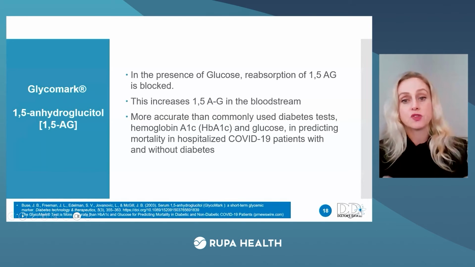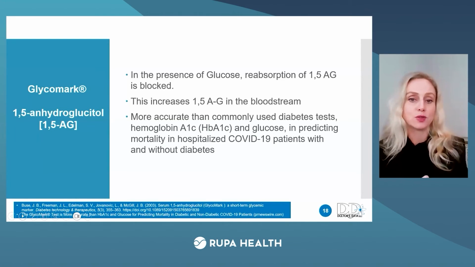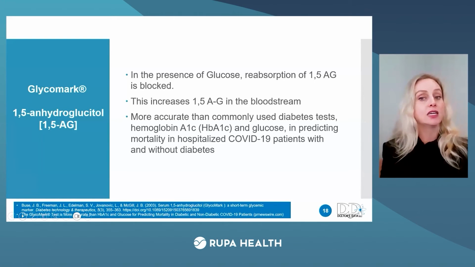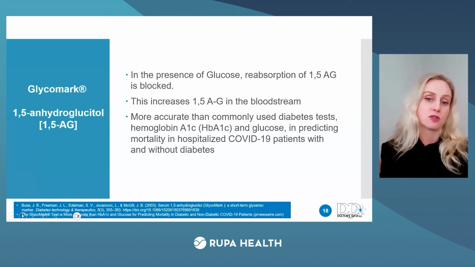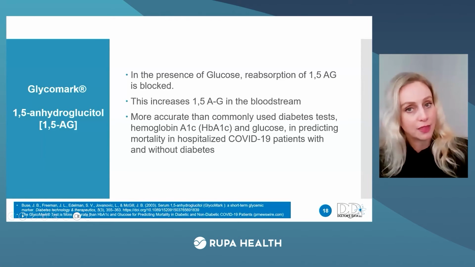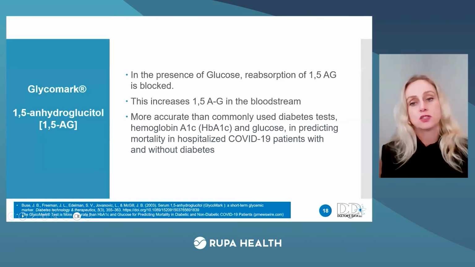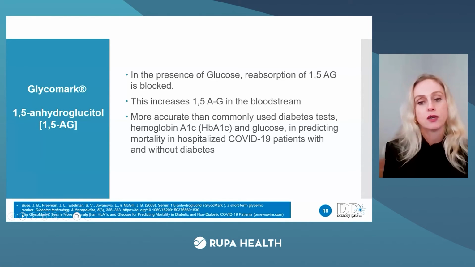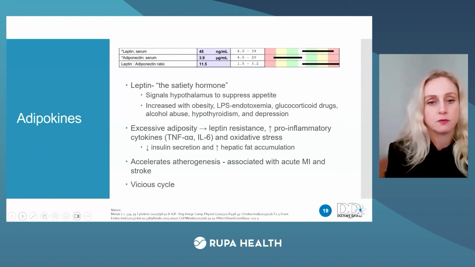So again, same thing we're saying here. Interestingly enough, this was more accurate than hemoglobin A1C and glucose in predicting mortality in patients that were hospitalized with COVID-19 with and without diabetes. So this glycemic control is a really important biomarker. So we have that included on the test as well.